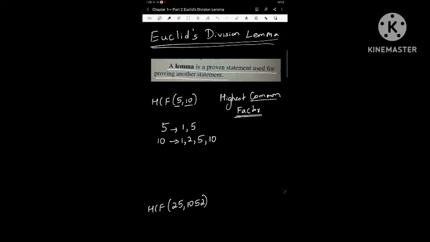So now we have found the factors. Now we have to find what is common between these factors. The common things here are 1 and 5, right? So 1 and 5 are common. Now we have to find what is highest. We can clearly see that 5 is the highest number among 1 and 5. So 5 will be the HCF of 5 and 10. I have written HCF of 5 and 10 with the numbers in brackets, that's the only difference. So this is fine if we have small numbers like 5 and 10.